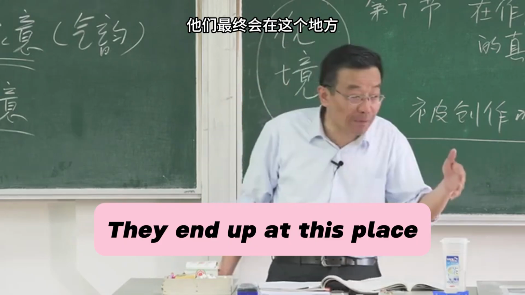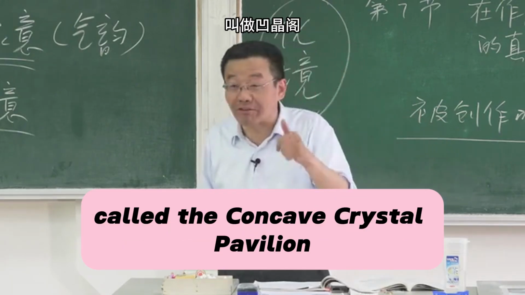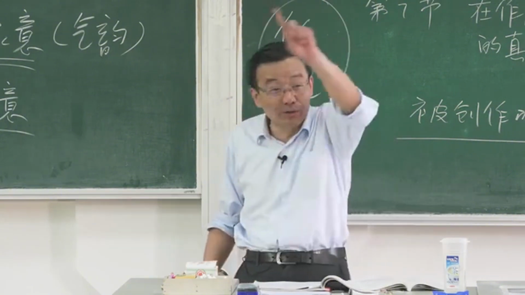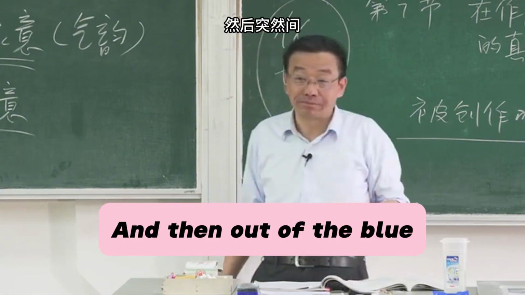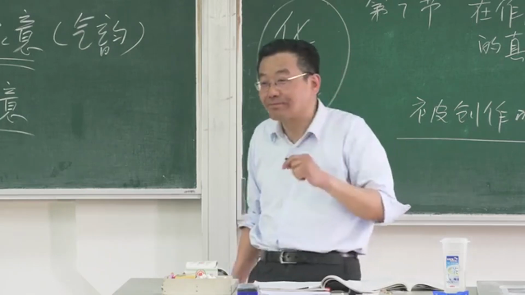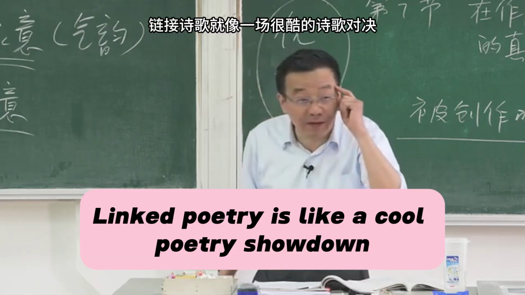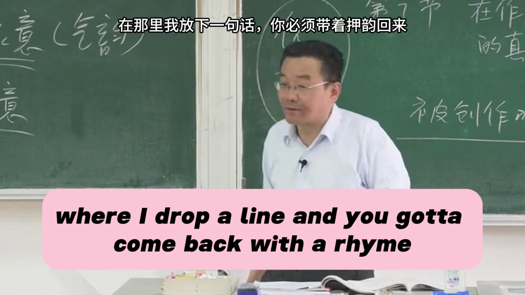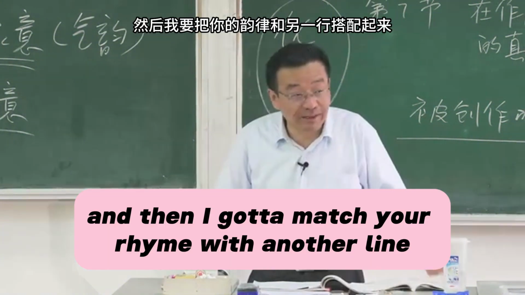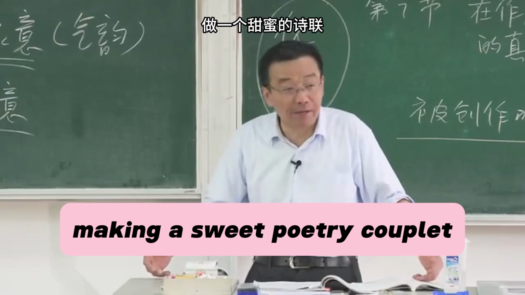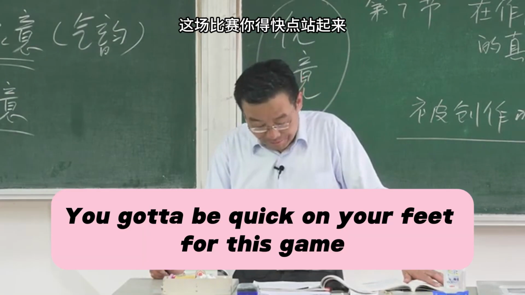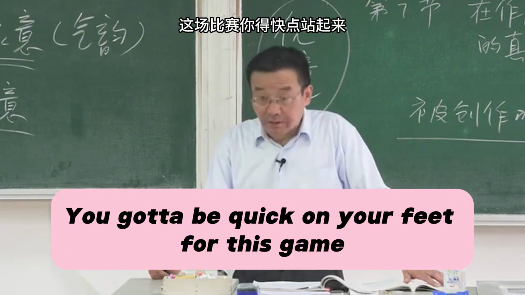They end up at this place called the Concave Crystal Pavilion, with a pond and the moon's reflection shimmering on the water. And then, out of the blue, they get all pumped up and decide to write some poetry. Linked poetry is like a cool poetry showdown, where I drop a line and you gotta come back with a rhyme, and then I gotta match your rhyme with another line, making a sweet poetry couplet. That's what they call linked poetry. You gotta be quick on your feet for this game.